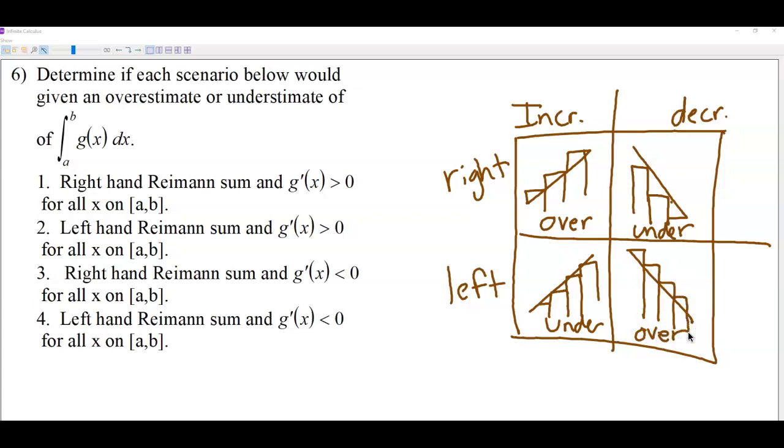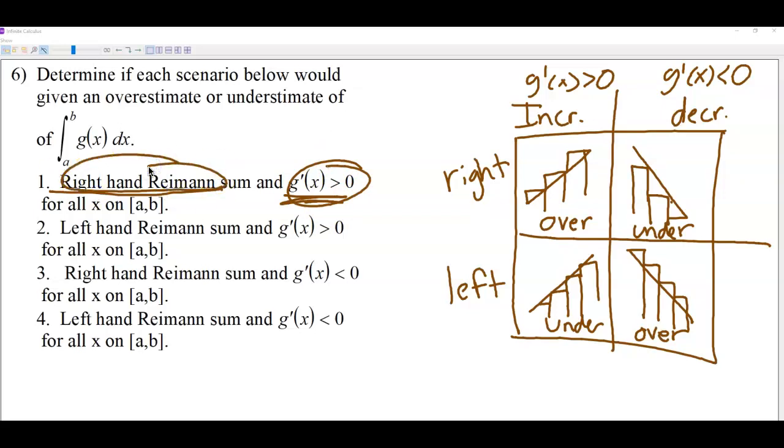Now, I'm wording the question a little bit differently here. I am telling you it's a right-hand sum, but what does this mean? Well, that means the slope is greater than 0. When the slope is greater than 0, that means it's increasing. So another way of saying your function is increasing is just by saying g prime of x is greater than 0. And therefore, another way of saying that it's decreasing is if you say that g prime of x is less than 0. Okay, so what we have here then is an increasing function with a right-hand Riemann sum. That would be an overestimate.